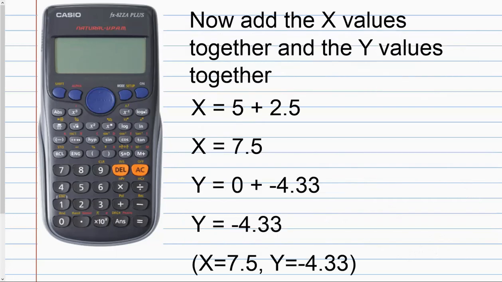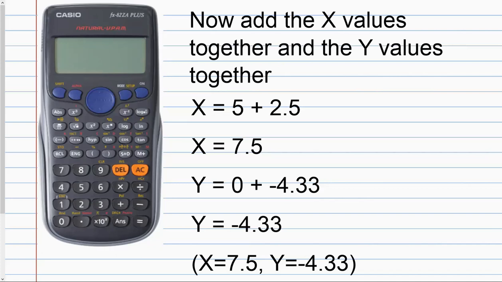Okay, and there's the mathematics now to actually get the total. So we need to add those together to get the result. X equals 5 plus 2.5, which gives us a grand total of 7.5 for the x component for our answer. The y was 0, and then 0 minus 4.33, which gives us minus 4.33 for our y value.